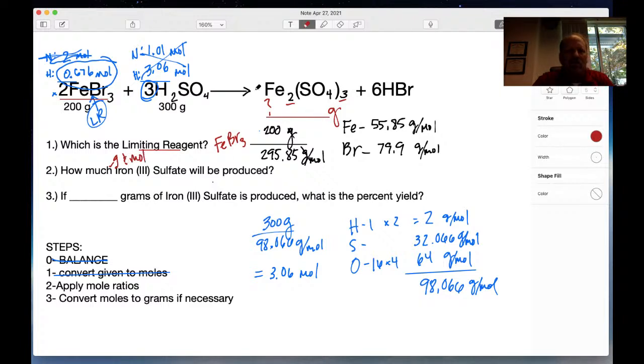Okay, so go back over here to what we have. 0.6676 divided by 2, which turns out to be 0.3338, and then multiply by the coefficient in front. Well, this coefficient in front here is 1. So that means you have 0.3338 moles of iron 3 sulfate. Okay, so that's how much iron 3 sulfate will be produced: 0.3338 moles.